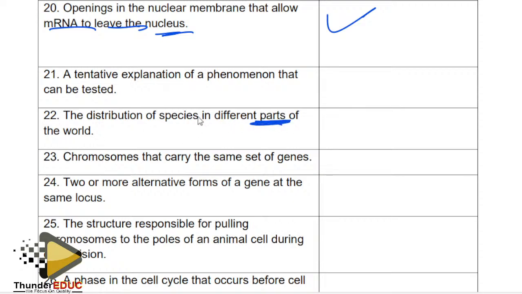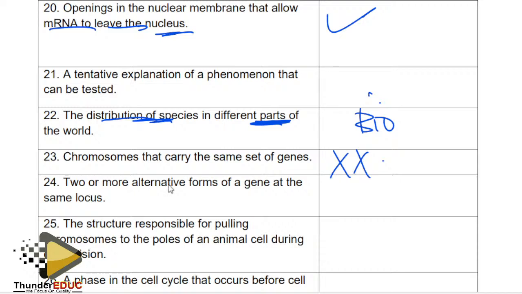Different parts of the world, but distribution of species, so it must be linked to bio, so it becomes biogeography. Then they're saying chromosomes that carry the same set of genes. How do you call those chromosomes? Homologous chromosomes, meaning that when they look at it, they look like that.